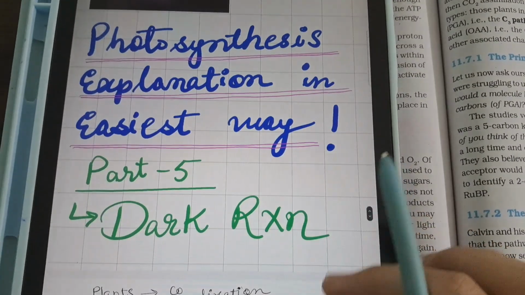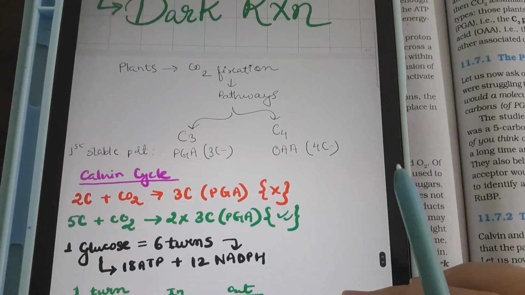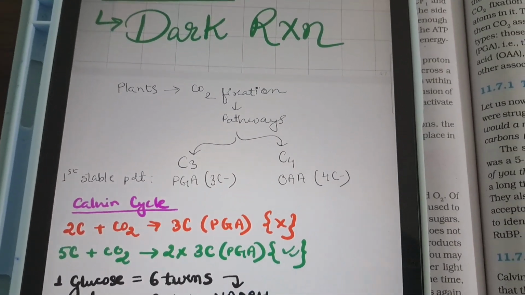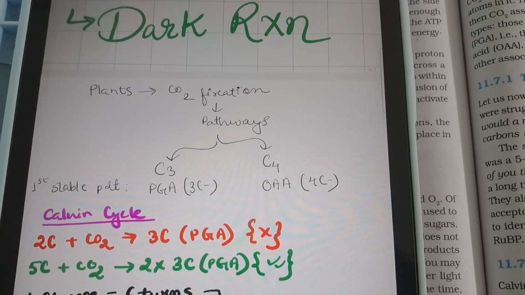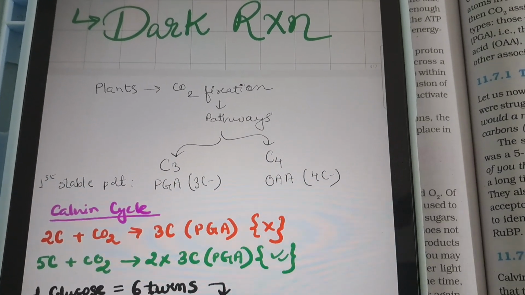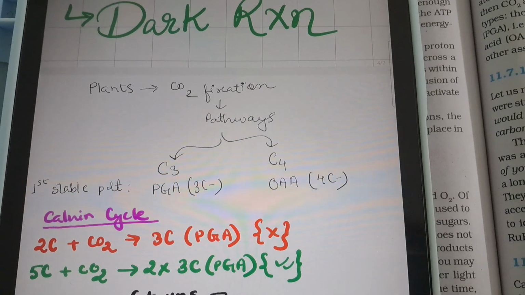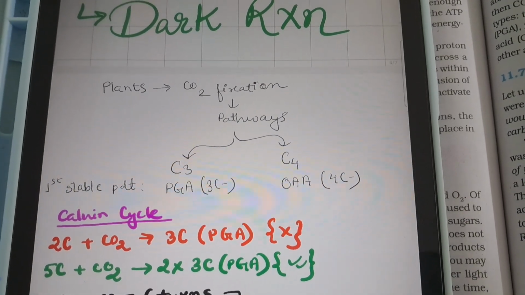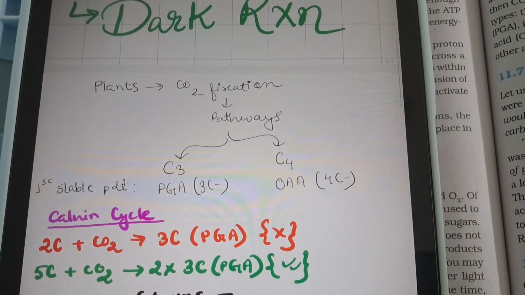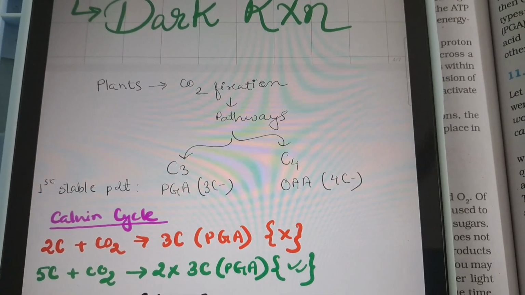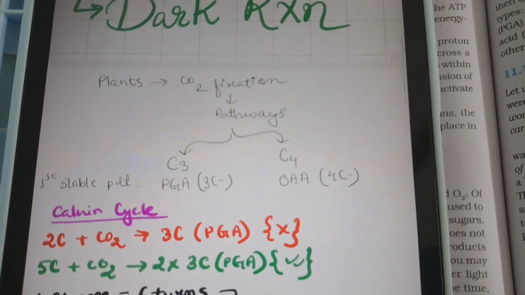So let's start. First of all, the dark reaction is said to happen in the absence of light. It is not at all like that. It is just a myth. The dark reaction is also somewhat affected by the presence of light, because the dark reaction depends on the products of the light reaction.